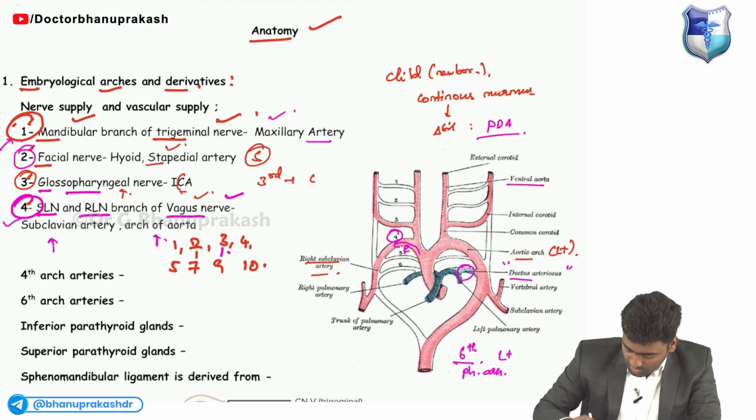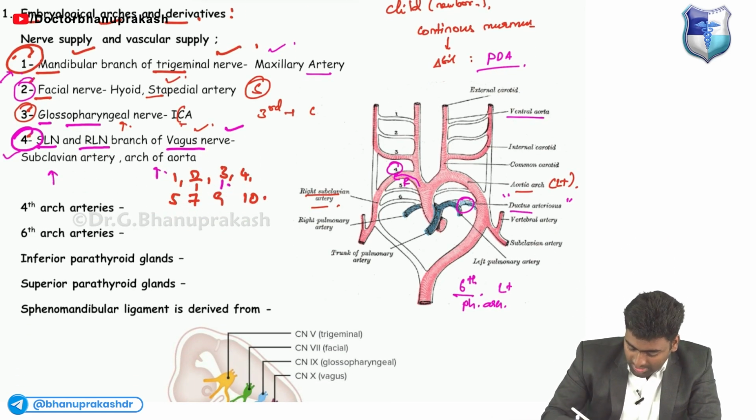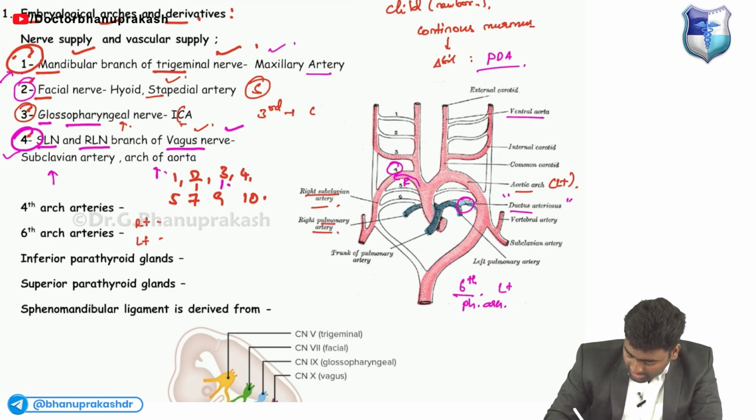And next, they will ask you about what I told you, the sixth arch arteries on the right side and on the left side. On the right side, I told you, it is the pulmonary artery. It is just the right pulmonary artery.